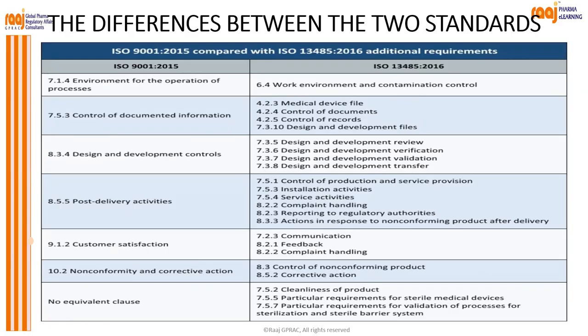Then coming to 9.1.2, that is customer satisfaction. This is an extremely important clause when we talk about ISO 9001. The same emphasis is given under 13485 also, wherein we talk about communication, feedback, and complaint handling, which ultimately lead to customer satisfaction. Then 10.2 talks about nonconformity and corrective action in 9001, whereas in 13485 we talk about control of nonconforming product and corrective action under clause 8.